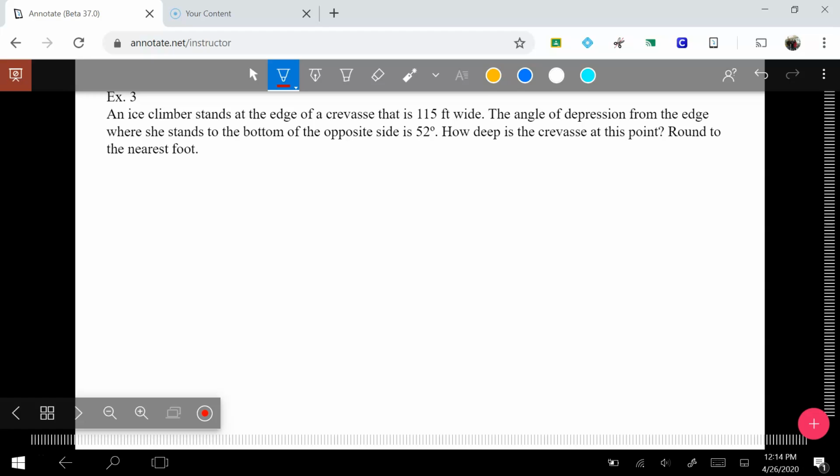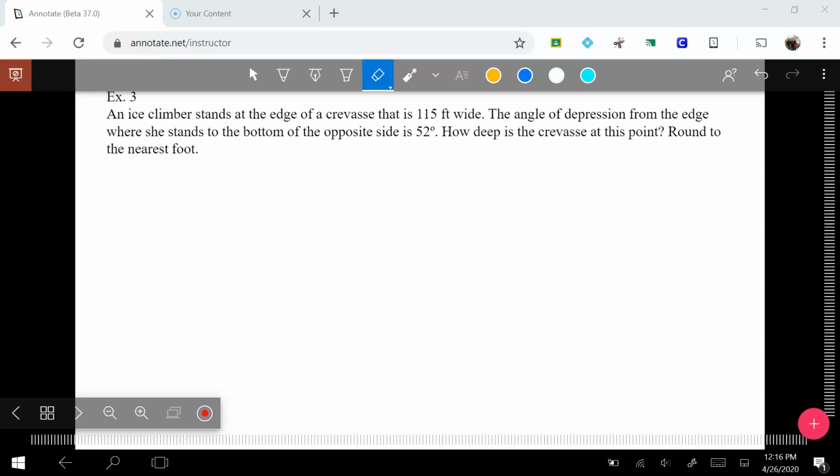So for our next problem, we're talking about an ice climber. An ice climber stands on the edge of a crevice. Okay, 115 wide. So he's got this little crevice. It's 115 feet wide. Okay. The angle of depression, looking down. Okay, so he's now looking down in the crevice. So now we have one with the angle of depression. So this one's going to be a little bit different.